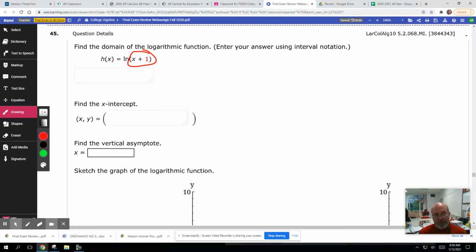You can't have ln of a negative number, because ln is log base e, and that means we're looking for the power of e that gives us a number inside. You can't raise the number e, which is a positive irrational number, to a power and get a negative number. You can't raise it to a power and get 0. So the domain of a logarithmic function is take what's inside, make it greater than 0, and solve that inequality. So x must be greater than -1.